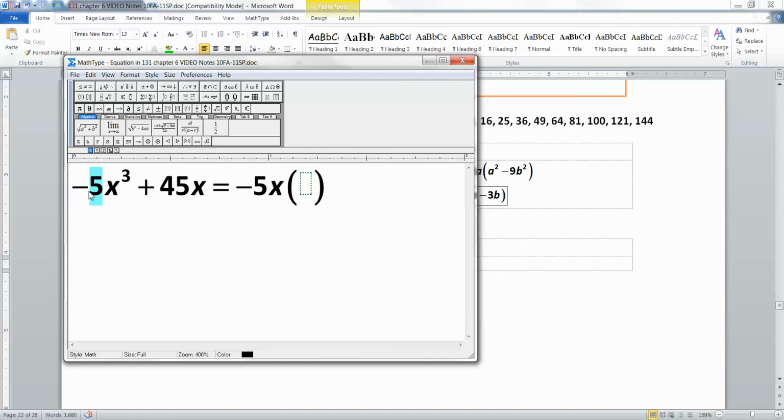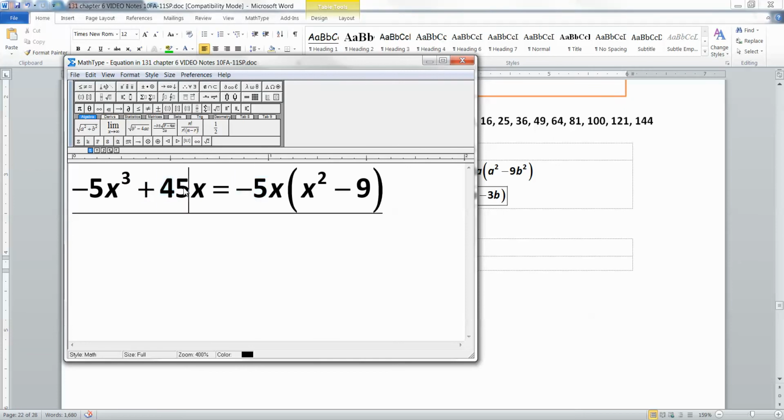Now if you take the negative 5 and an x out of here, what you're left with is x squared minus 9, because the sign is going to change. If you take out a negative and it was a positive number, positive 45 divided by negative 5 would make negative 9. Or put it this way, you need to be able to multiply and get back what you had. Negative 5 times negative 9 makes positive 45. There's no x anymore because you took the one x it had to give and you put it right there.